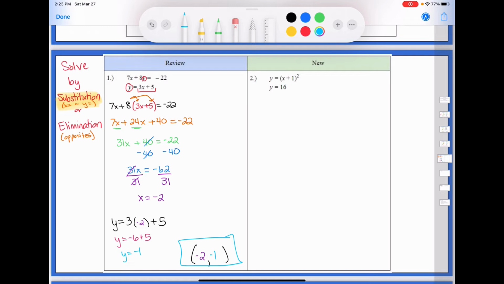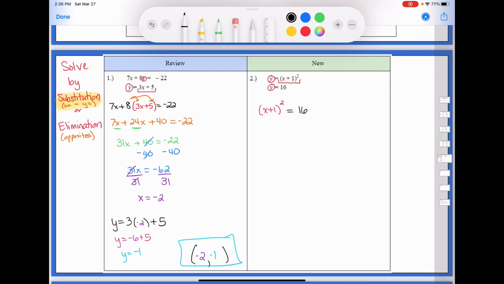Like I said, I'm most likely going to be using substitution here because when I have one of my equations with an x squared or a y squared, then elimination is going to be really hard to do. So in this case, I see that I have a y equals in my top equation. I'm going to plug that in to the bottom equation. So I'm going to take that x plus 1 squared and plug it in for the y in my bottom equation. So it's going to say x plus 1 in parentheses squared equals 16.